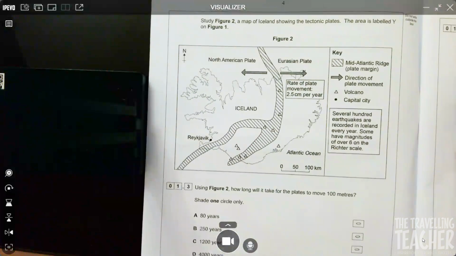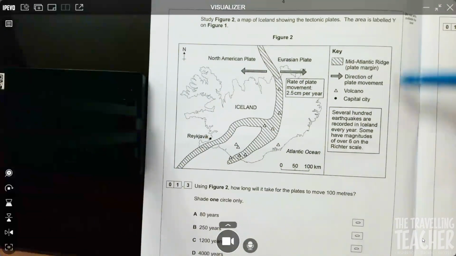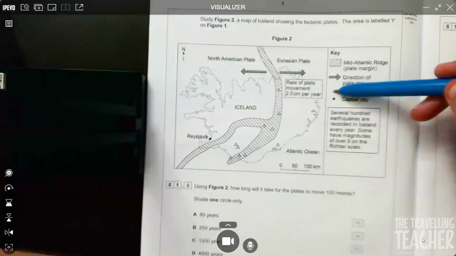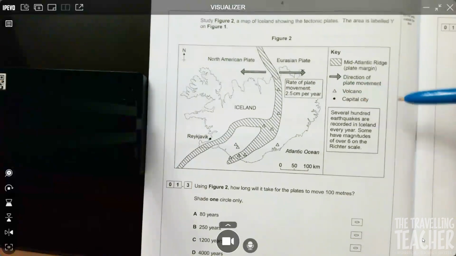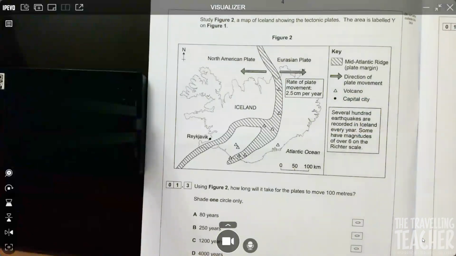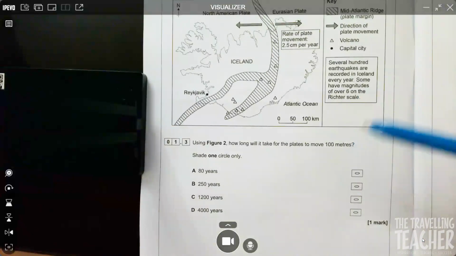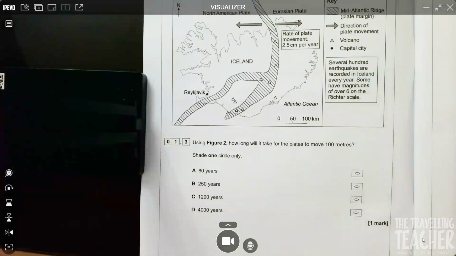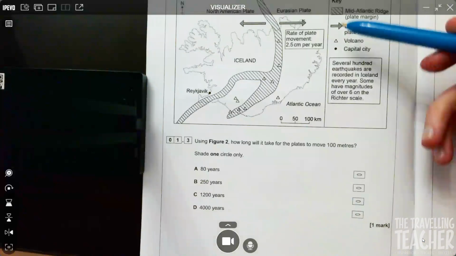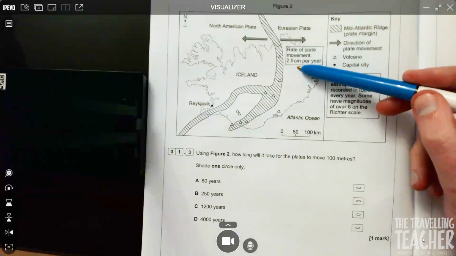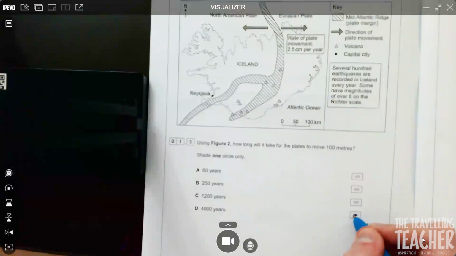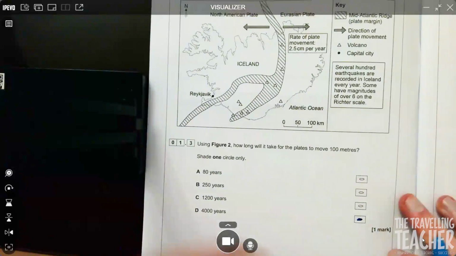Right, so here we go. Got another figure, figure two. So go straight to the key. We've got the mid-Atlantic ridge. We've got direction of plate movements. Volcanoes are the triangles. The capital city is by the black dots. Here it says rate of plate movement is 2.5 centimeters per year. Amazing. Okay, question. Using figure two, how long will it take for the plates to move 100 meters? Shade one circle only. So obviously, guys, we've got this information here, 2.5 centimeters. So you've got to do a bit of maths. So it's going to be 4,000 years. Perfect. Well done.